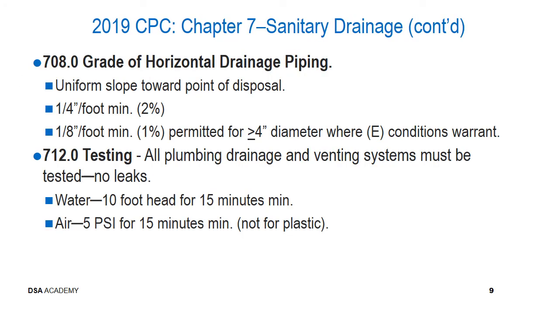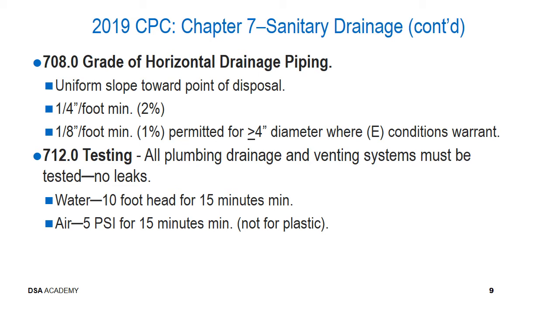Section 708 of the California Plumbing Code addresses the minimum required slopes for drainage piping. Basically, the drainage piping has got to maintain a uniform slope towards the point of disposal, and the standard slope is 1/4 inch per foot minimum. However, if the pipe diameter is equal to or exceeds 4 inches in diameter, a 1/8 inch per foot minimum slope is permitted where existing conditions prohibit a standard 1/4 inch per foot slope.